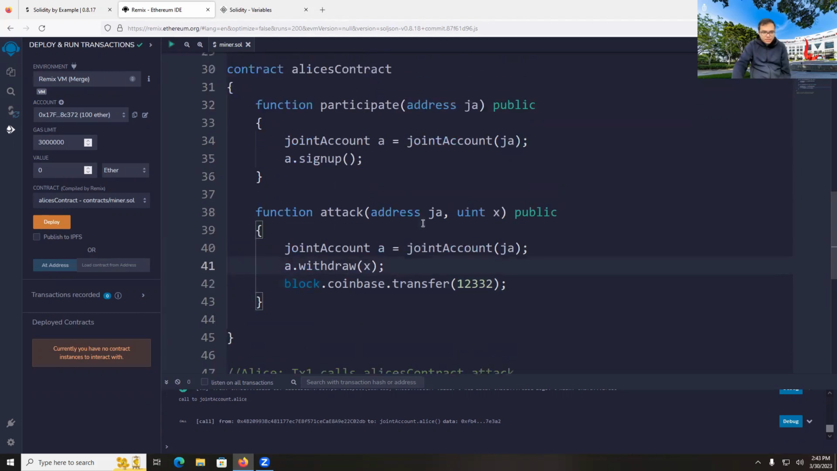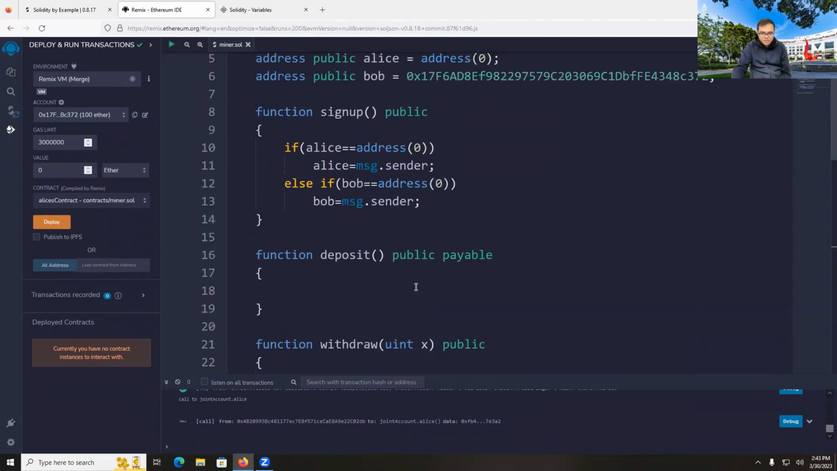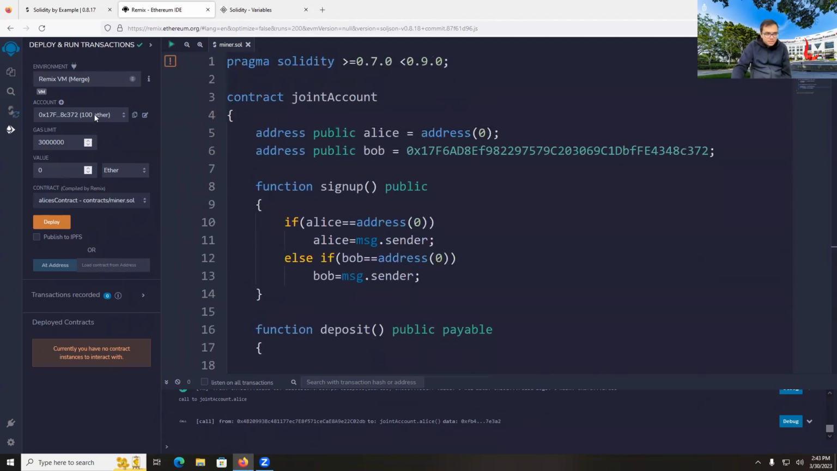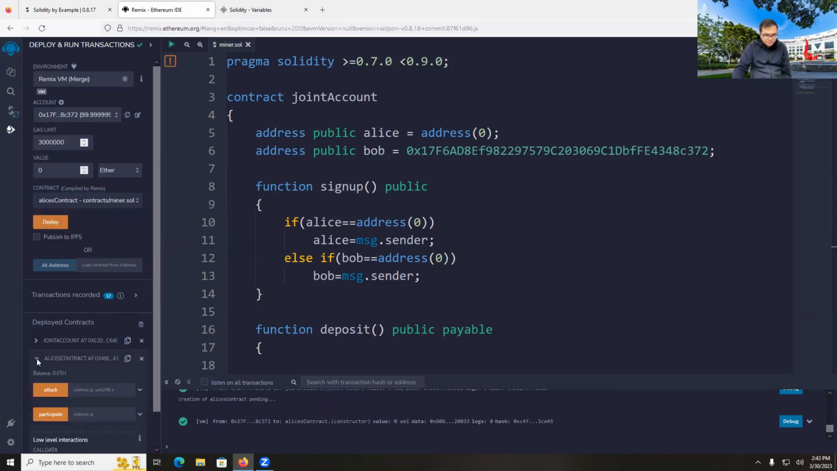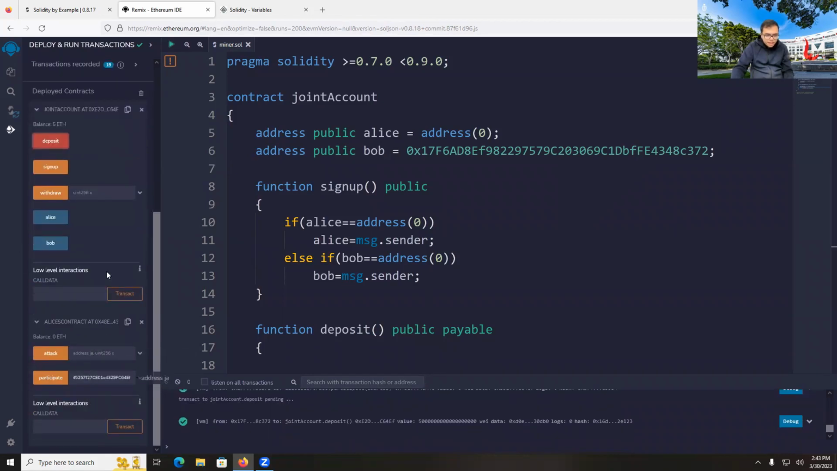But actually, if I deploy these contracts, you will now see that something will go wrong. So I have to just tell you a little bit about that. So let me just do this. Let's say I first deploy joint account. And then I deploy Alice's contract. And then I tell Alice's contract to participate in joint account. And let's say I pay some money to the joint account. Okay. And then I tell Alice's contract to attack joint account.